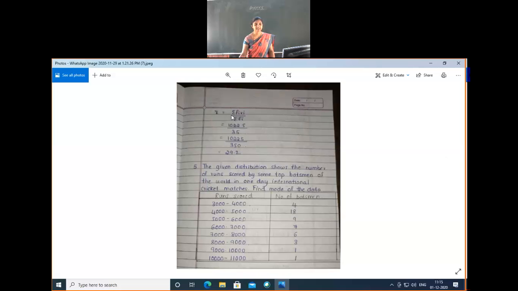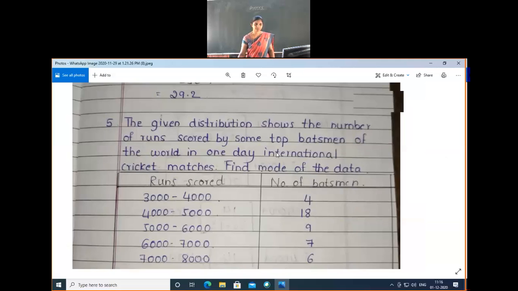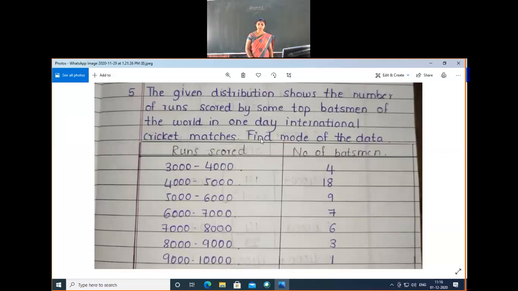Here we have number of students, number of states, class mark, then the FiXi column. The formula is sigma FiXi divided by sigma Fi. Substitute and simplify. The answer is 29.2. Got the idea of the fourth problem now? All the questions are easy only. So next, the fifth one.